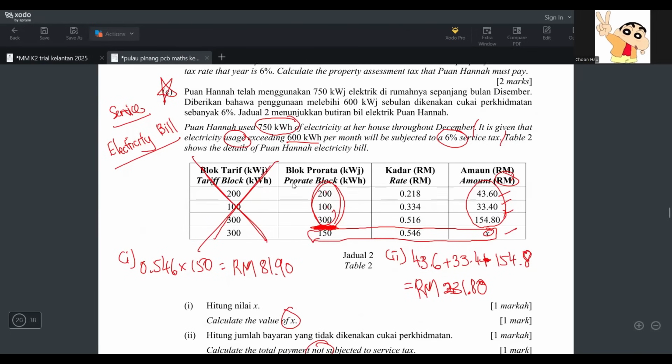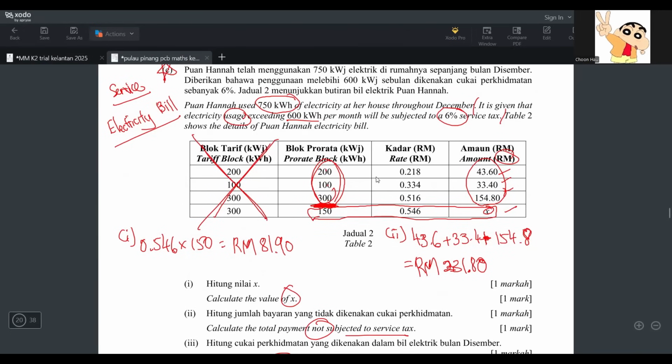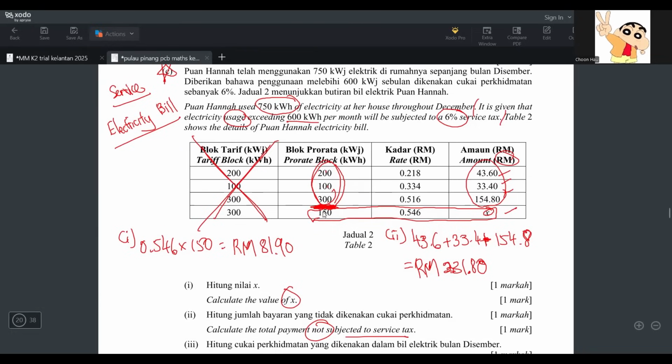Yeah, because, okay, let me show you the Penang question. So usually, okay, look: tariff block, prorated block, rate, and the amount. And where does the amount come from? You just take the rate times the prorated block. Just times you get here, times you get here, times you get here. That's why for this question, find the value of X, you just take 0.546 times 150. Yeah, like that.